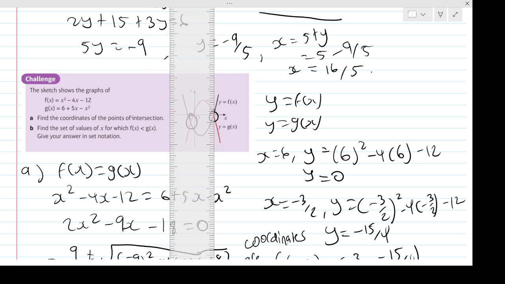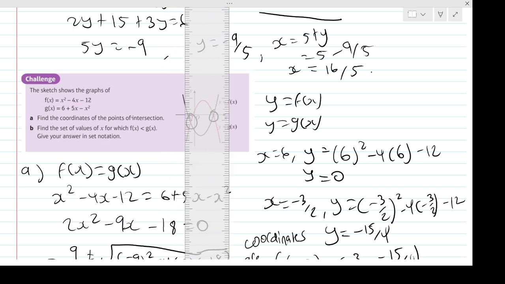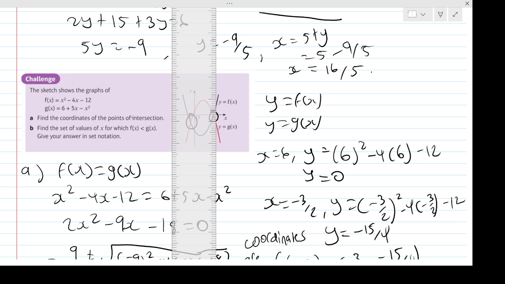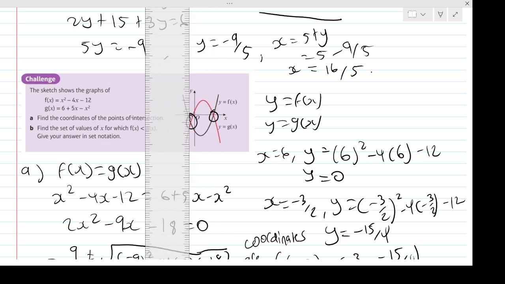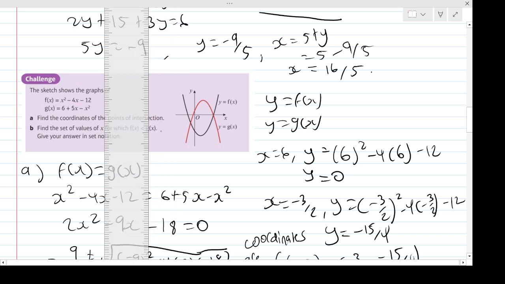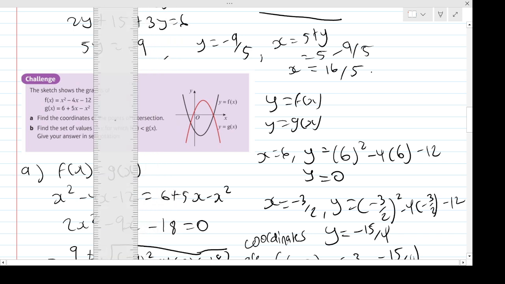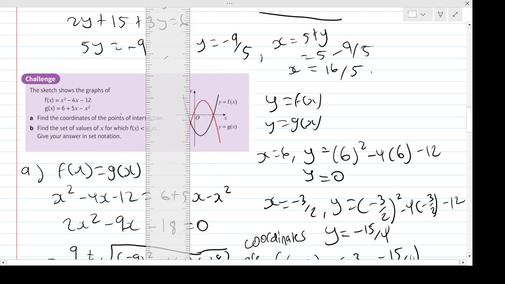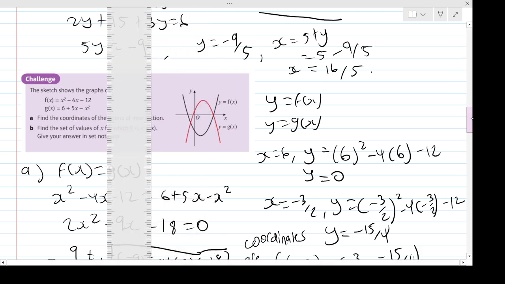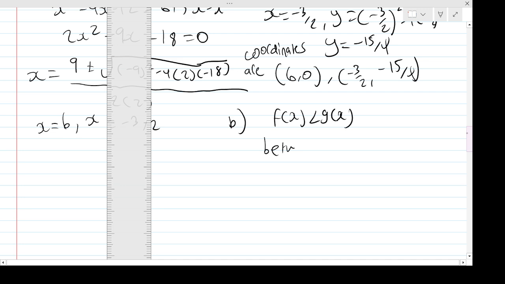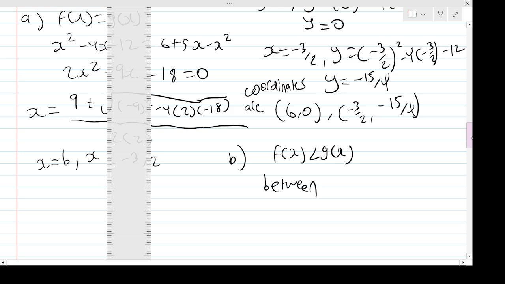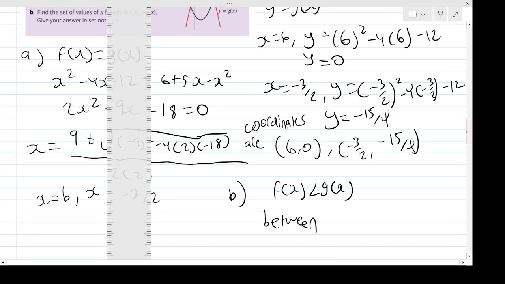And then afterwards, as we move away from the second point, the black curve is now bigger than the red curve. So f of x would be above g of x after the second point. In summary, f of x is below g of x between the two points only. So between the two x values, which we saw are minus 3 over 2 and 6. So it's between x is minus 3 over 2 and x is 6.